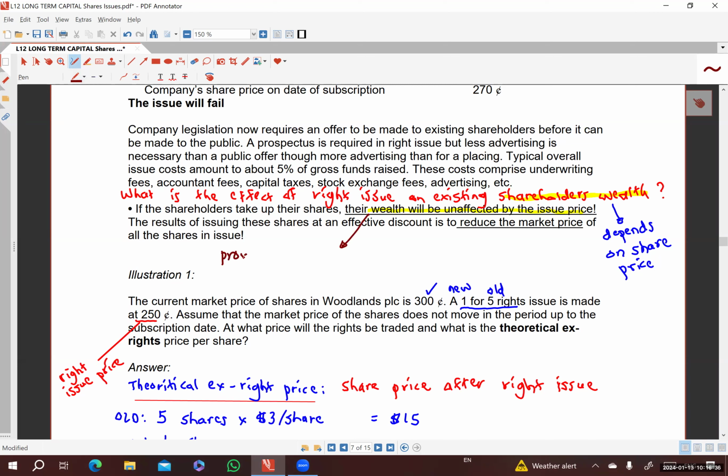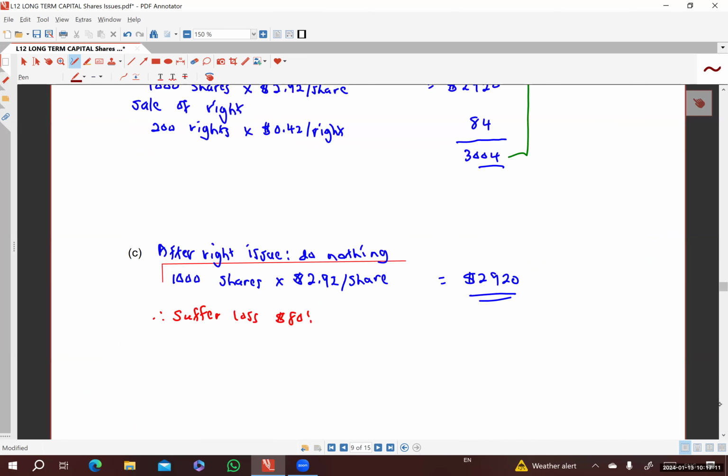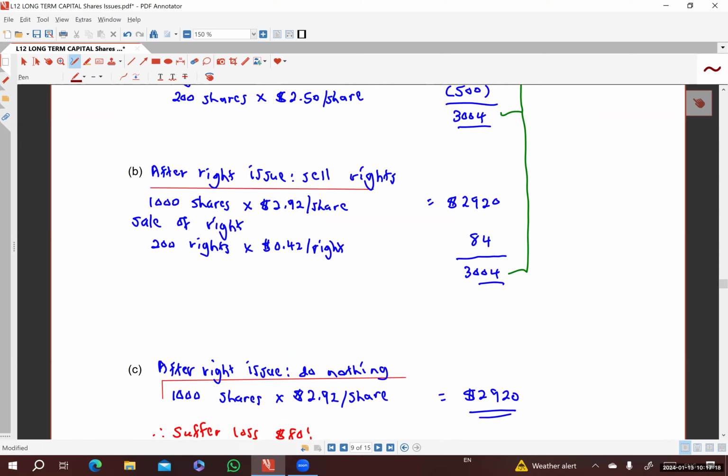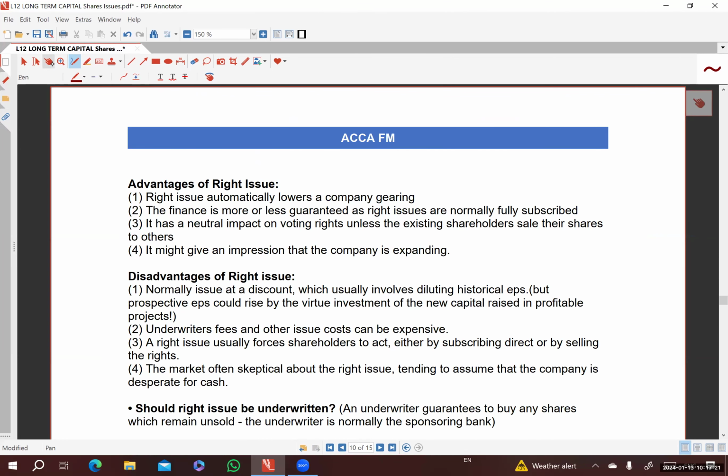Provided either you take up or sell the rights. You cannot keep quiet. If you keep quiet, you lose money. That is right issue. So don't keep quiet, you will suffer loss. So this is the knowledge you must know on right issues. Now, a bit of reading into this, advantages and problems of right issue. Very common question.